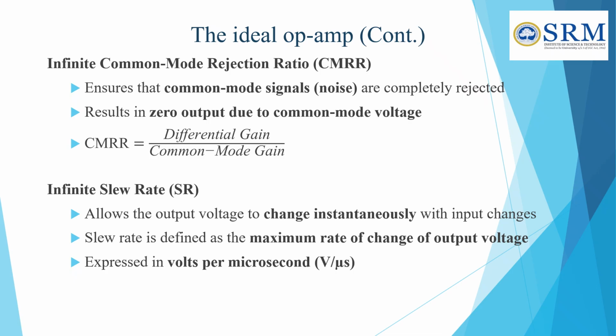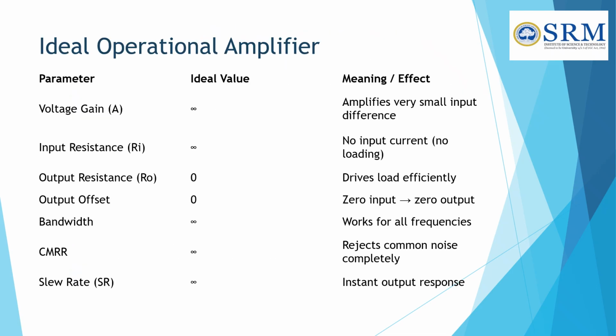Next ideal characteristic is slew rate, which tells us how fast the output can change. In an ideal op-amp, the slew rate is infinite, meaning the output responds instantly to the input changes. In practical op-amps, this is limited, which can affect high frequency performance. So CMRR ensures noise rejection and slew rate ensures speed of response.